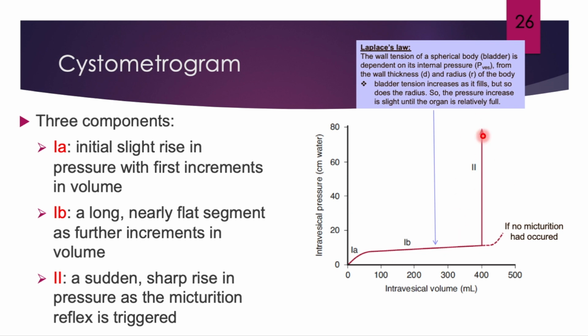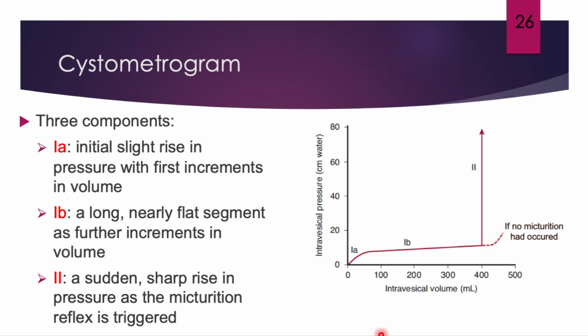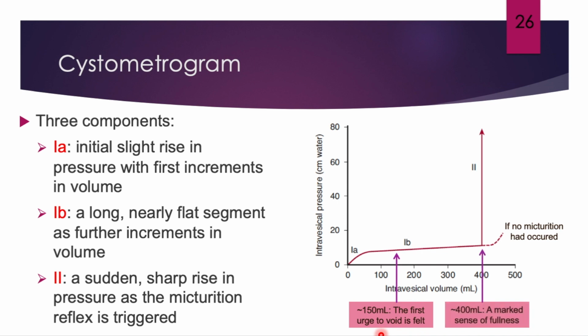Component 2 is a sudden sharp rise in pressure as the micturition reflex is triggered. If no micturition occurs, the pressure will keep on increasing. The first urge to void or to urinate will be felt when the volume in the bladder is about 150 ml. Whereas when it reaches 400 ml, a marked sense of fullness will be felt, and this may trigger the micturition reflex.